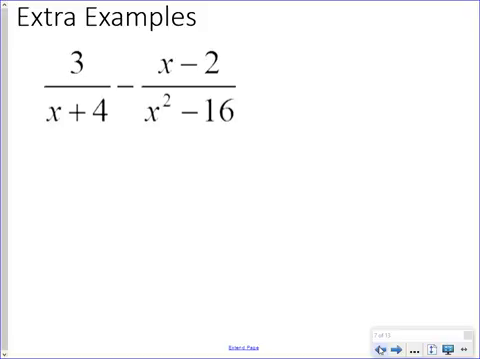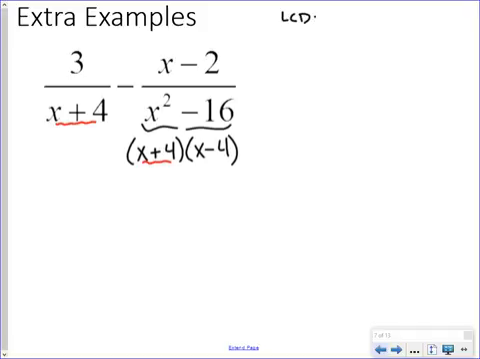Again, it's pretty obvious if I'm looking to subtract these two fractions that I do not have common denominators. So step 1, if any of my denominators are factorable, I will factor it to see if they share any common factors. X plus 4 is not factorable, but x squared minus 16 is a difference of perfect squares. So we can factor this out as x plus 4, x minus 4. And then I can see that both fractions share a factor of x plus 4, which is going to be one of my factors for the least common denominator.